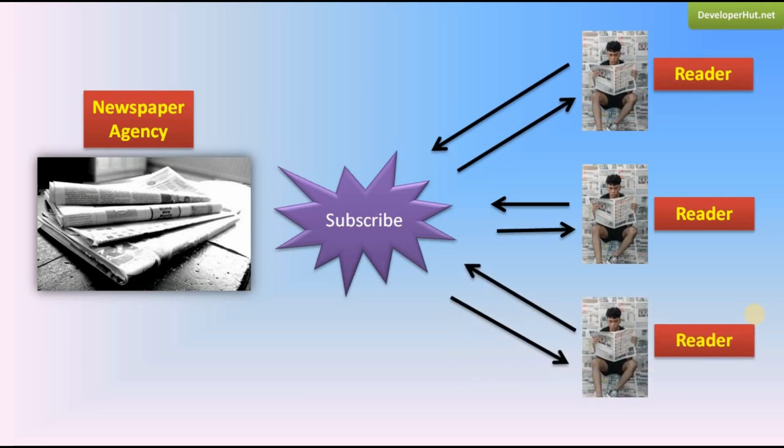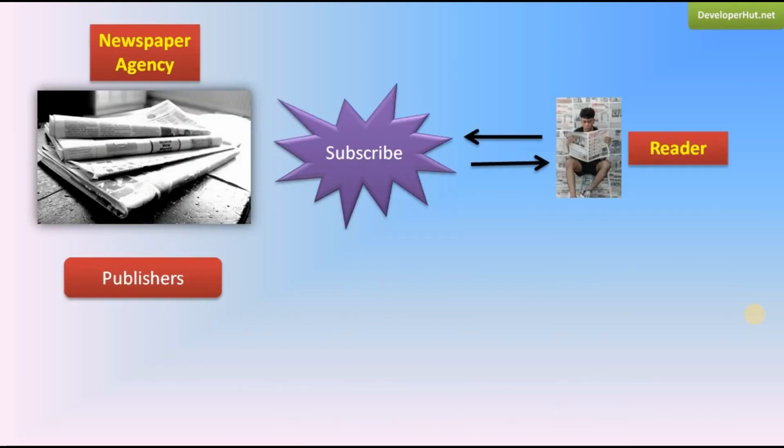So in this case, multiple readers come to the agency, they subscribe, and the agency starts delivering newspapers to them. Now let's say at some point of time a reader doesn't want to continue with the newspaper, so the reader will come to the agency and unsubscribe, and from the next day the agency will stop delivering the newspaper to that reader. So in this case, the agency acts as a publisher, and the reader acts as a subscriber.